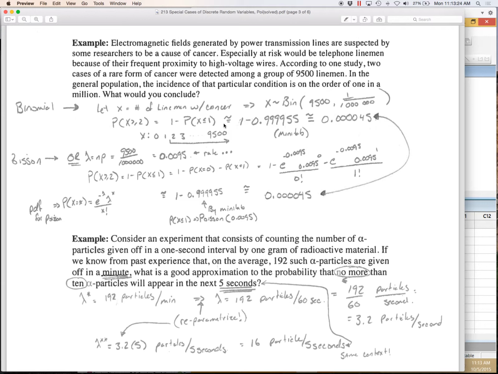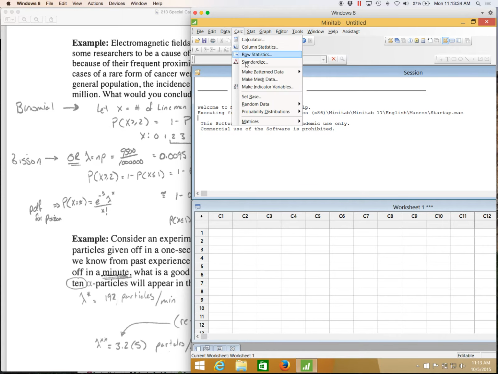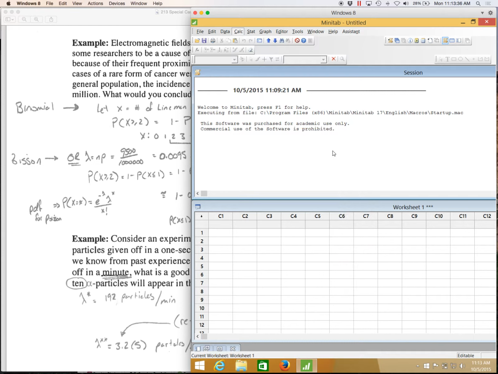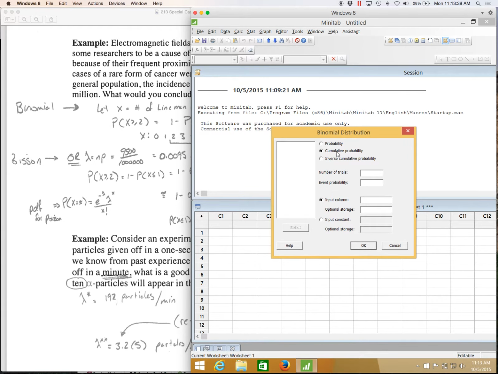Okay, so I'm going to use the computer to calculate this as a binomial probability. So 1 minus, in this case, Minitab only knows the less than or equal to sign, so less than or equal to 1. Okay, so we'll go to Calc, Probability Distribution, Binomial. This is a cumulative, so it's including everything lower than and equaling 1. Okay, so that's cumulative probability. The number of trials, 9,500, and the event probability was 1 out of a million, or 5 zeros and then a 1 if you carry that out. And we want less than or equal to 1.